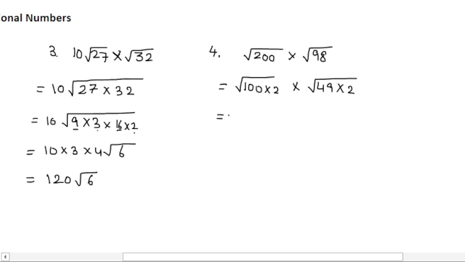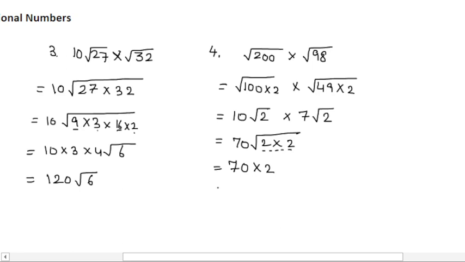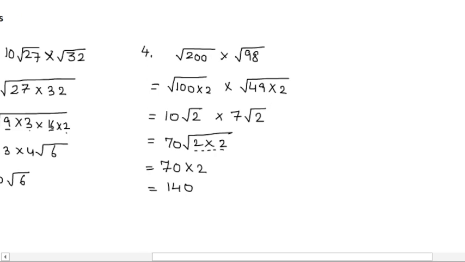Because 100 is a perfect square, 49 is a perfect square. So the square root of 100 is basically 10. 2 remains inside the root. The square root of 49 is 7. 2 remains inside the root. All we got to do now is to simply multiply them. The whole number parts multiplied together, 10 times 7 gives you 70. So root 2 times root 2, meaning root of 2 times 2. So 2 times 2 is 4, and the square root of 4 is again 2, which is a whole number. So 70 times 2 gives us 140 as the answer. This one was pretty easy.